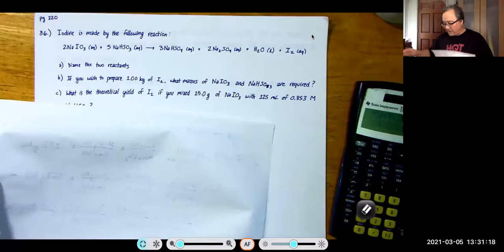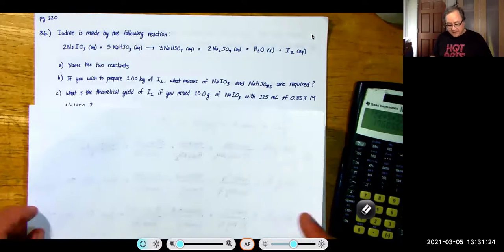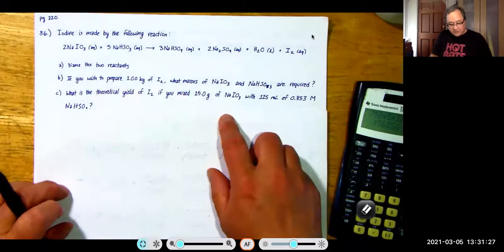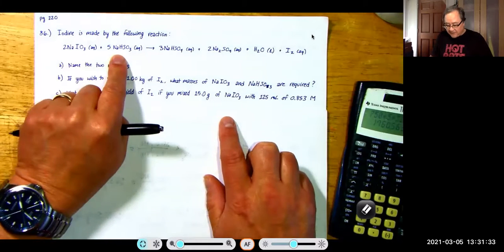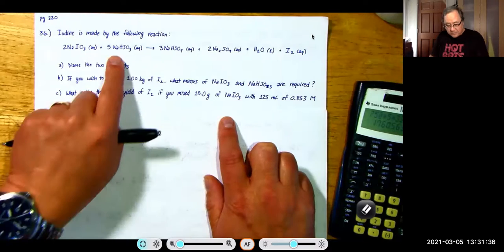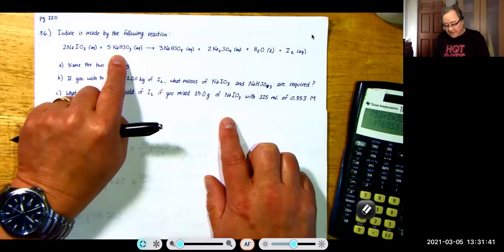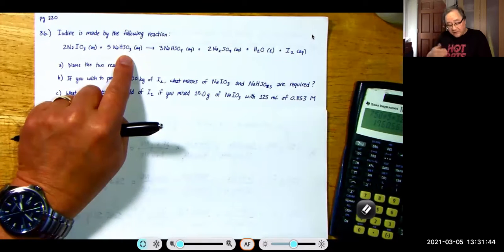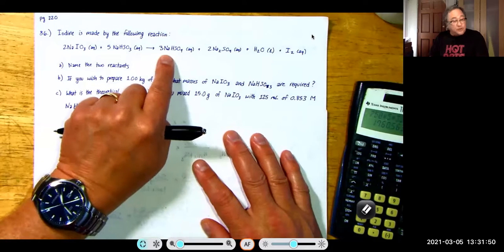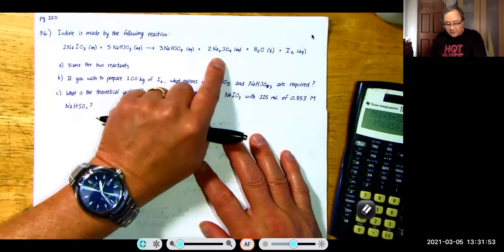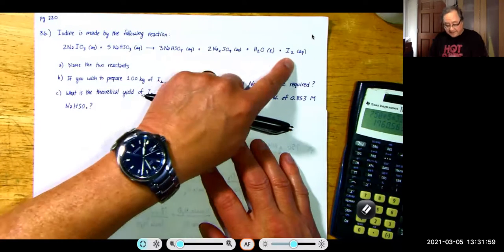And let's look at another problem. So we have here that iodine is made by the following reaction. We have sodium iodate reacting with sodium bisulfite. This is called bisulfite, or it's also called sodium hydrogen sulfite. Remember, SO4 is sulfate, so SO3 is sulfite. Now this combines to make sodium hydrogen sulfate, water, I can say water because it's a liquid, and iodine.